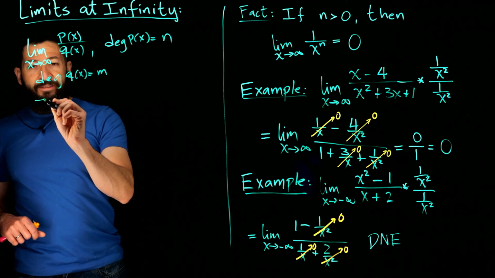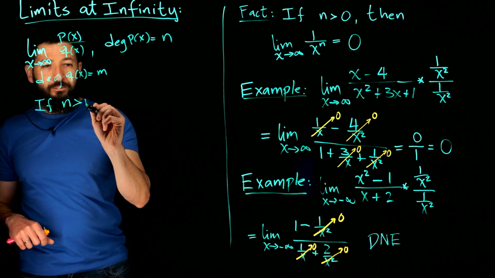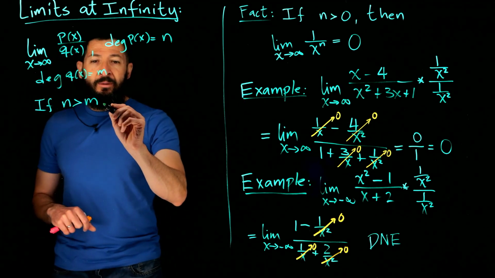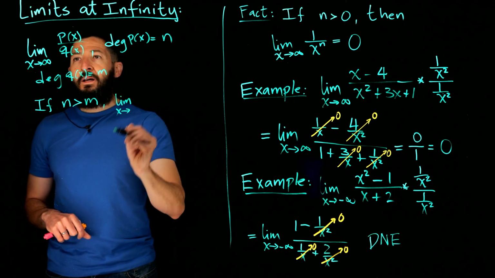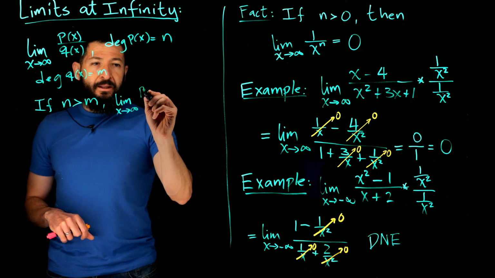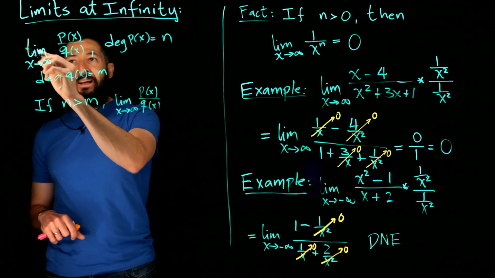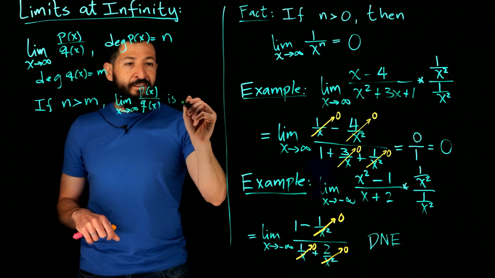All right, so if n is larger than m, the situation that we have here, well, the limit, I should have given it a name so I don't have to write it all over. I should have called it L, is infinite or does not exist.